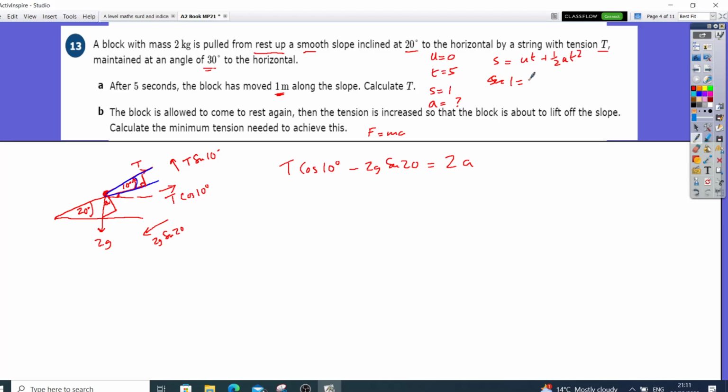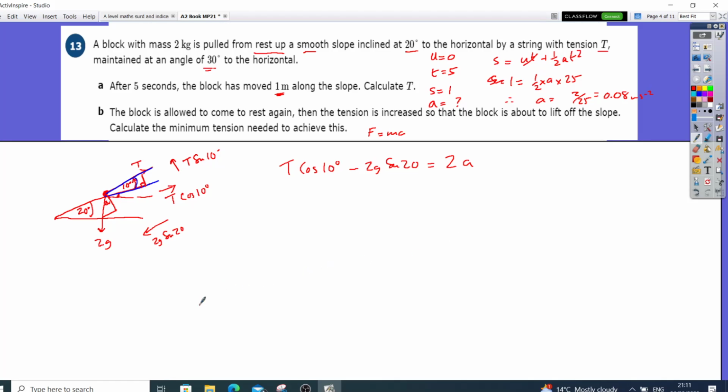Now u is 0, u times anything will be 0, so that will go, and here you'll get half times A times T, which is 5, so that will be 20, T squared, 5 squared will be 25. So if we rearrange this, we've got 25 over 2, therefore A is going to equal 2 over 25, okay, which is 0.08 meters per second.